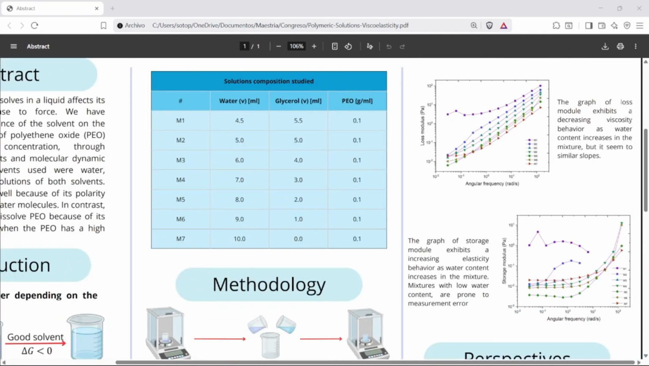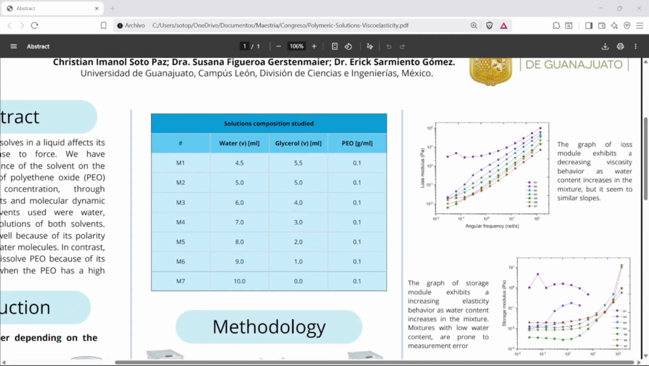In this graph, we have the behavior of the samples in the loss modulus. The graph of the loss modulus exhibits decreasing viscous behavior as water content increases in the mixture, but it seems to have similar slopes. So we can see the difference between all of the samples in the viscous behavior, but they have the same, well, similar slopes.